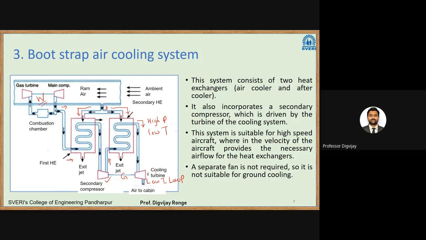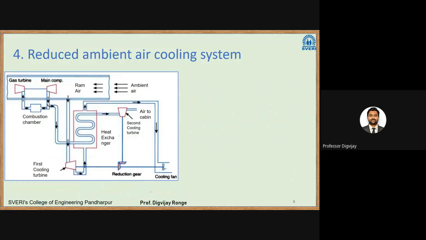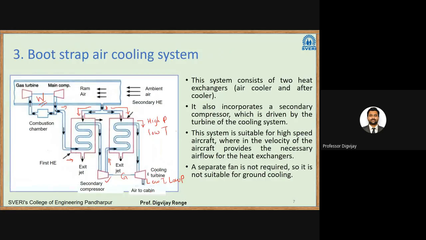Moving on, we'll see the fourth type. In between there is one more type, the bootstrap evaporative cooling system. In that case, one evaporator is added. In addition to the two heat exchangers, there will be one evaporator, like in the simple evaporative cooling system. That will be the bootstrap evaporative air cooling system. I'm not covering that. You can read it.